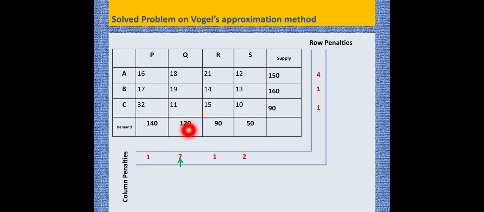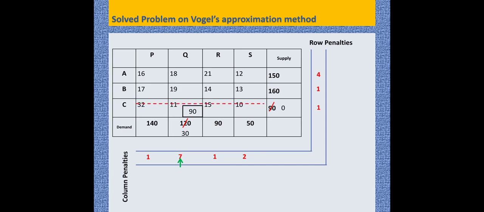So here I compare supply and demand, which is minimum here. 90 is minimum. So 90 will be allocated in that particular cell. Later that has to be reduced in supply and demand. So 90 minus 90 is 0. 90 minus 90 is 0. 120 minus 90 is 30. So now in this particular row, since supply is met, no other allocation can be made. So it has to be striked off. It has been striked off.